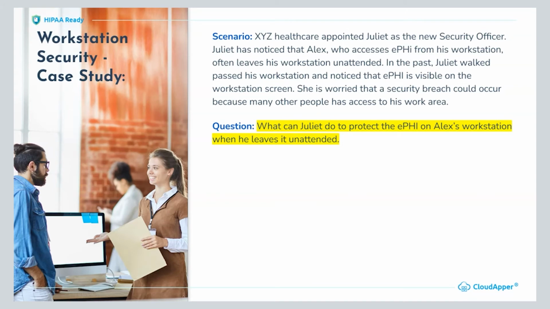XYZ Healthcare appointed Juliet as the new security officer. Juliet has noticed that Alex, who has access to ePHI from his workstation, often leaves his workstation unattended. In the past, Juliet walked past his workstation and noticed that ePHI is visible on the workstation screen. She is worried that a security breach could occur because many other people have access to his work area. What can Juliet do to protect the ePHI on Alex's workstation when he leaves it unattended?